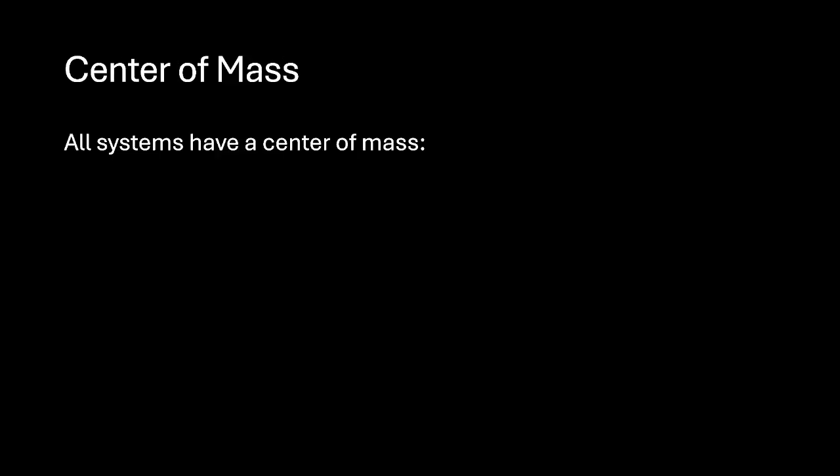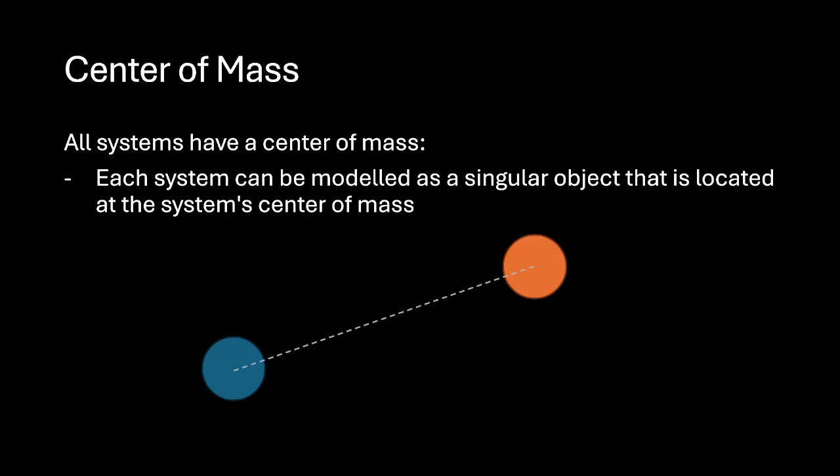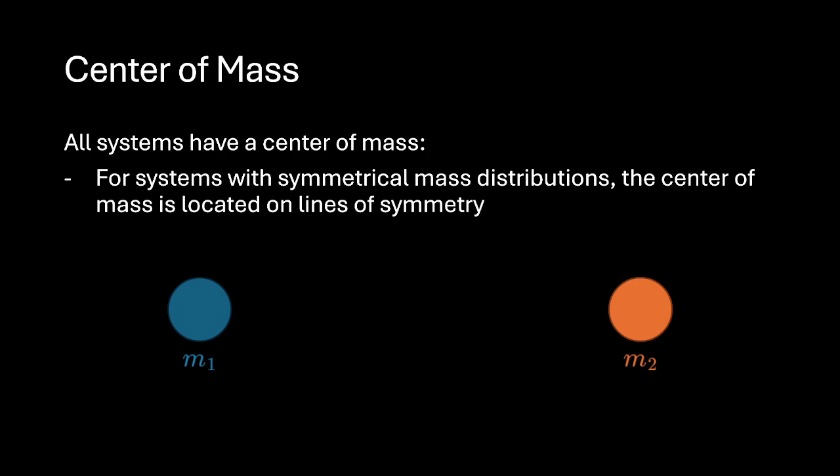All systems have a center of mass. Each system can be modeled as a singular object that is located at the system's center of mass. And so we have this two-block system here. The center of mass is on a line that connects the two individual objects' centers. And for systems with symmetrical mass distributions, the center of mass is located on a line of symmetry.